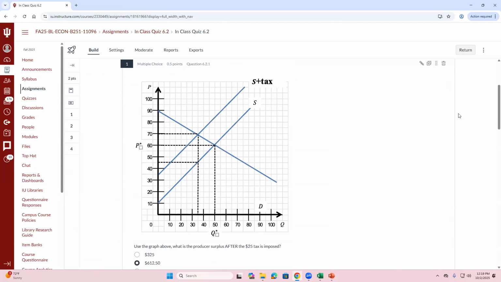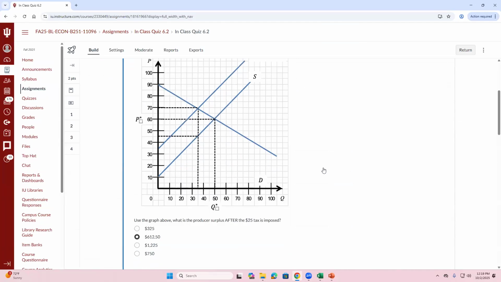So we talked about taxes today. These should hopefully be relatively easy, right? If I wanted to look at producer surplus before and after this tax, I've got the values here, but I want to talk through how we would do this on a graph.